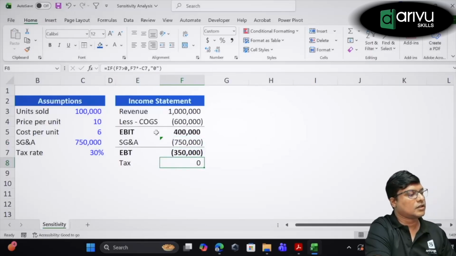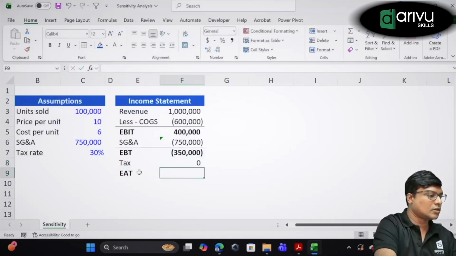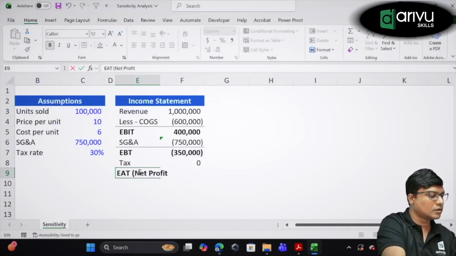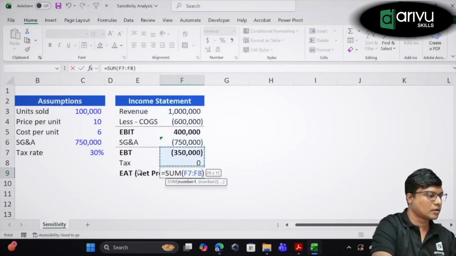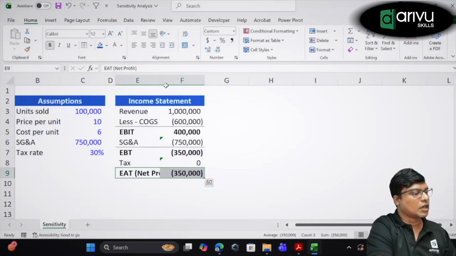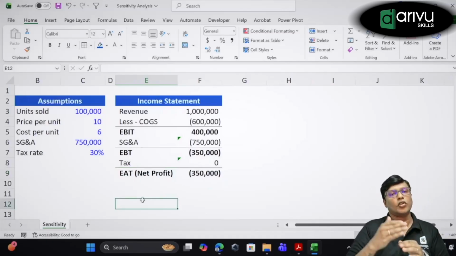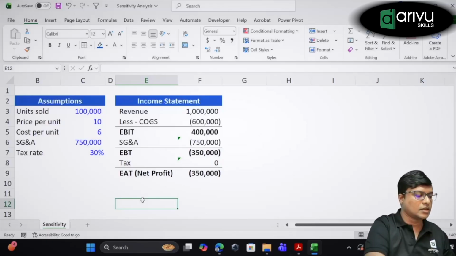Now in the same situation, let's calculate the net profit or loss. So we have calculated that. Since operating income is lesser than the operating expenses, there is a loss.